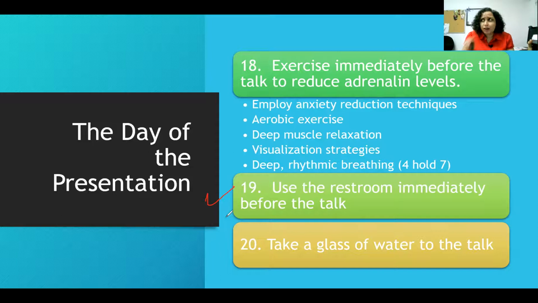Like, hey, you gotta go pee. It tells your body, hey, you gotta go. So go before. Go like 5 minutes before you start talking. Go to the restroom. Empty your bladder. And you're going to be better when you do that. So if you're going to talk to an audience, go to the restroom before you start talking.